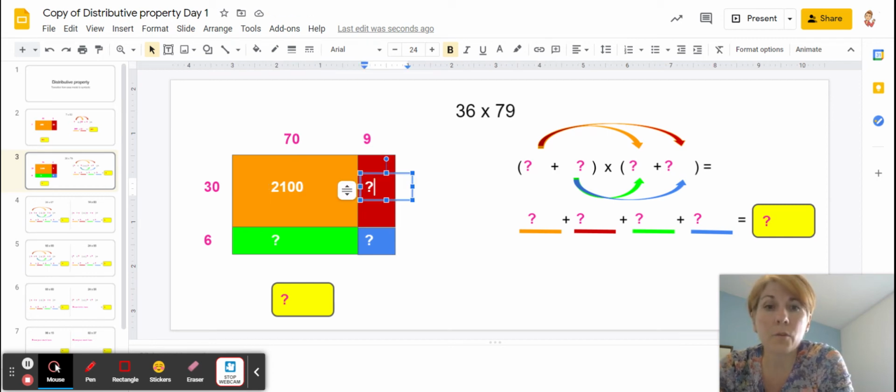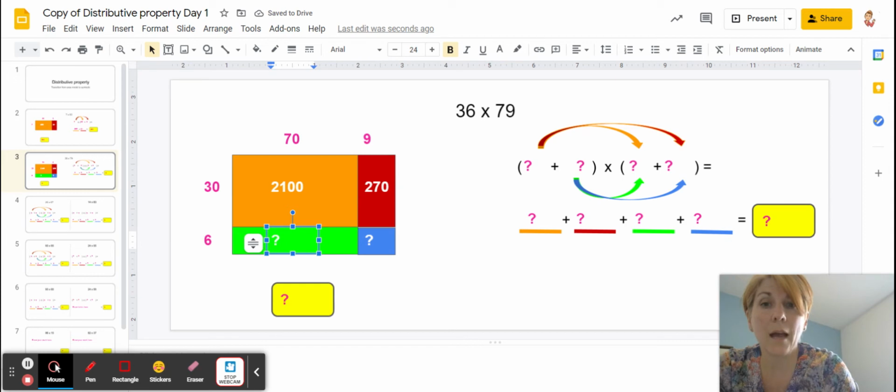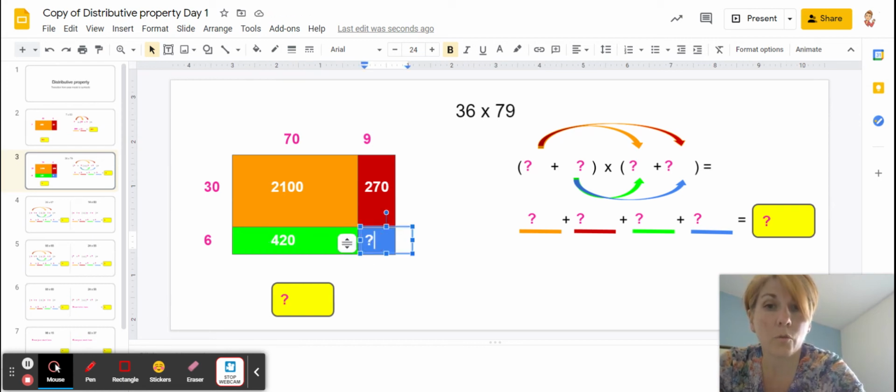Then I have to take that 30 and distribute it, or multiply it, also to the 9. So my side lengths in this rectangle are 30 and 9. I would be multiplying 3 times 9, which is 27, and then a shift. Then I go to this rectangle. Now I'm taking the 6 and multiplying it by the 70, which is 6 times 7 is 42 and a shift. And then I'd have to distribute that 6 also to the 9. So 6 times 9 is 54.